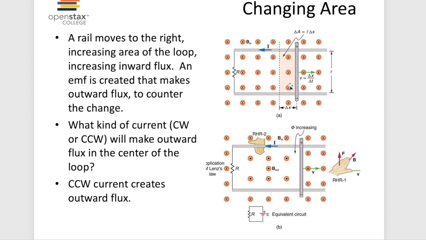So by increasing the area, by moving this bar to the right, we're increasing the area of our loop. And by increasing the area, we're also increasing the flux into the screen. Notice the B field is pointing into the screen. All of those little X's mean it's pointing away from us, going directly into the screen. So we are increasing the flux into the screen, which means we're going to induce a current that makes a B field out of the screen.